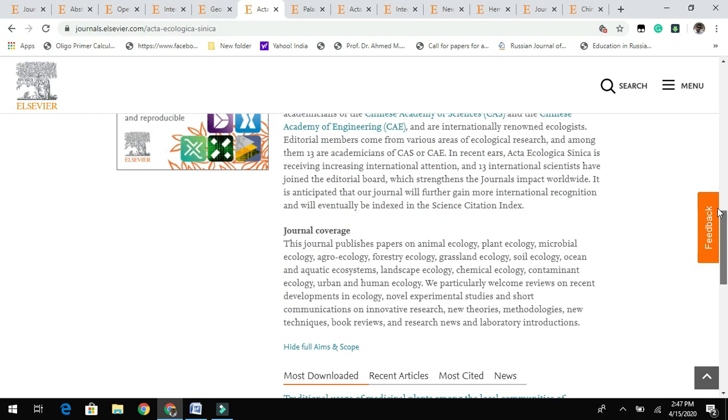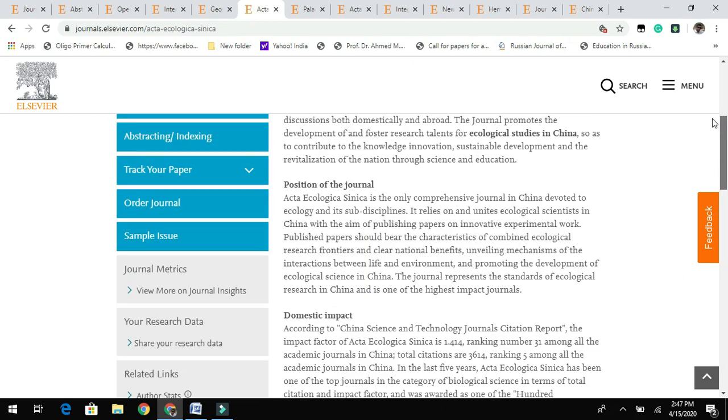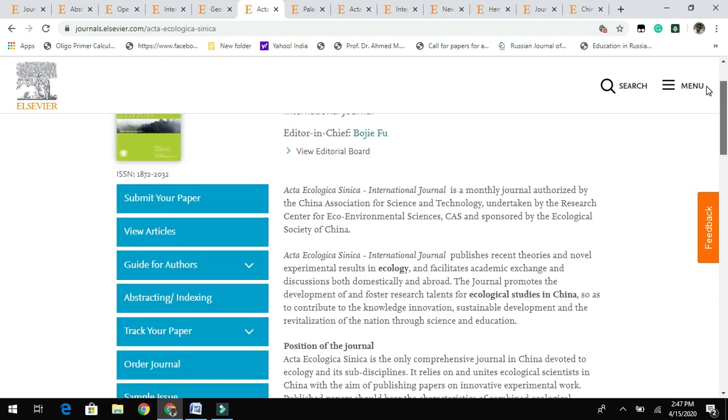It has not been mentioned here, but still we will go to the author guidelines and check. Here you can see this is sponsored by the Ecological Society of China, so authors need not pay any article processing fee. So let us see the indexing of this journal.